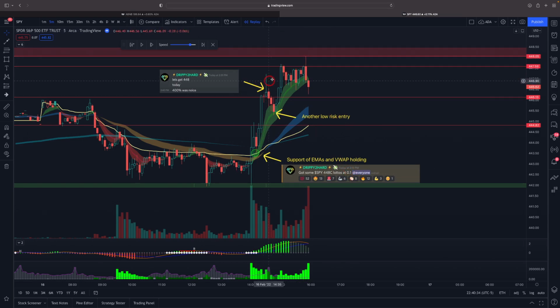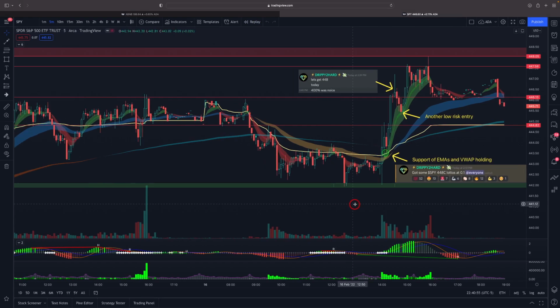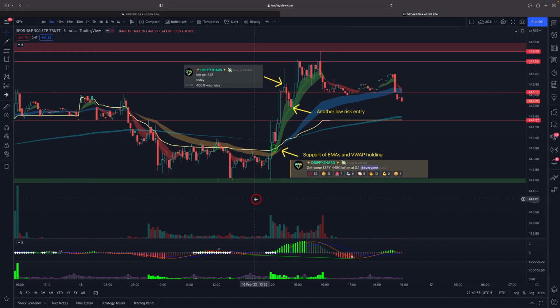It actually went all the way to like, I don't remember. I think if you had gotten 447, 445, it would probably be like 500, 600%. But this was super cheap, so that's what I liked about it. And there you have it. These were the two trades we took today, both profitable.